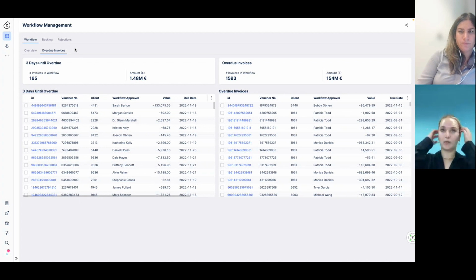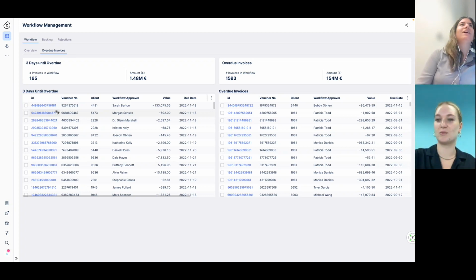So this is one way we allowed the AP team to understand what's happening in their accounts payable process, which invoices need to be taken care of now, and they have the information here as well. So the voucher number of that invoice, the value, when the due date is, so they really have all the information in one place instead of having to look for everything in the system. So Lotte, maybe you can tell us a bit more about how this changed the way the AP team worked and how they reacted to it when we started implementing this.